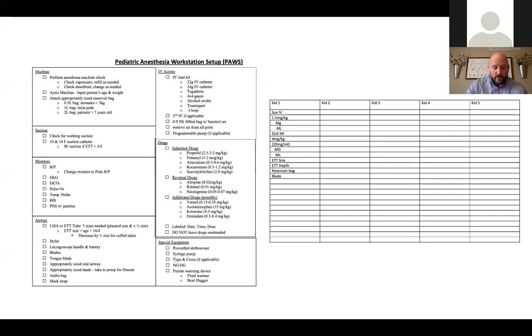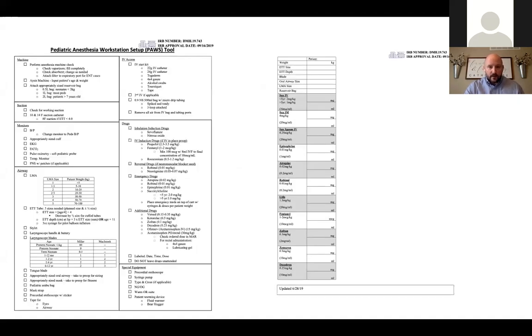Anesthesia providers working within the implementing facility were asked to review this tool and provide feedback. Based on the feedback received from these anesthesia providers, the PAWS tool was reworked using the recommendations to create a usable PAWS tool, which is seen here. On the left is the front page, on the right is the back page of the tool.